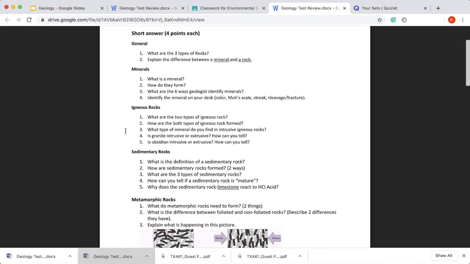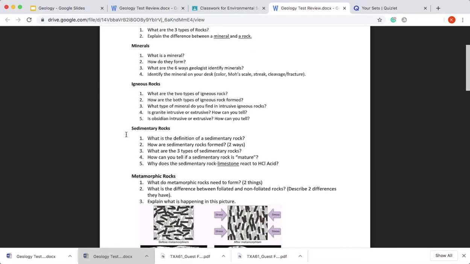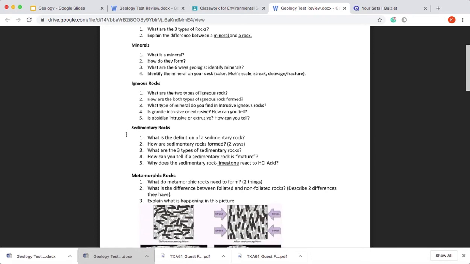Minerals, number 2, I feel like you may struggle on this one. How do they form? Well, they form inside the earth through heat and pressure and chemical changes. That's how they form. Igneous rocks, I feel like you're going to do pretty well in this, so I'm not too concerned about igneous rocks.